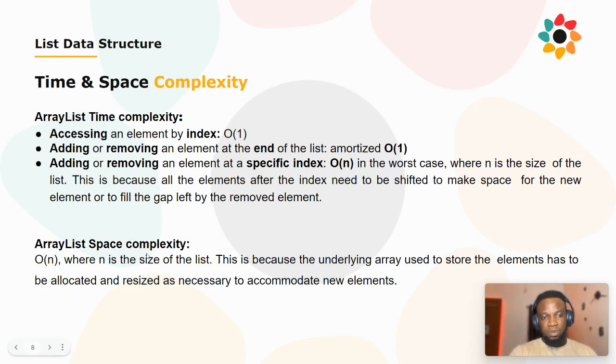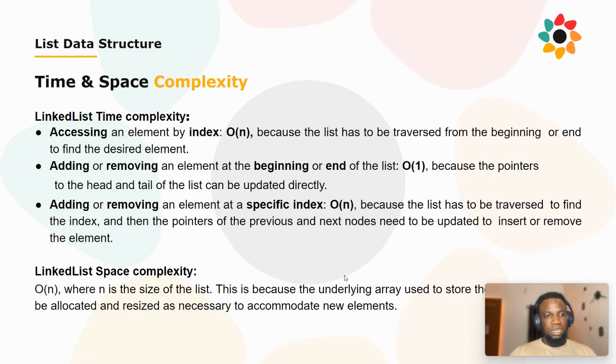So what's the space complexity of array list? It's still O of n, the same thing, where n is the size of the list. This is because the underlying array used to store the elements has to be allocated and resized as necessary to accommodate new elements. So you understand what's happening. When you want to add a new element, it keeps increasing, and I think that's still okay. So now what about linked list?